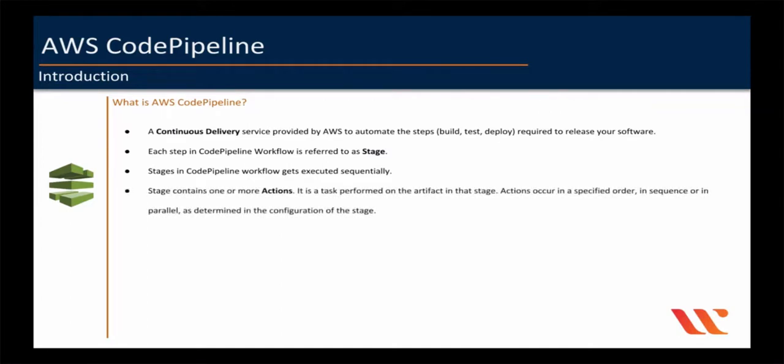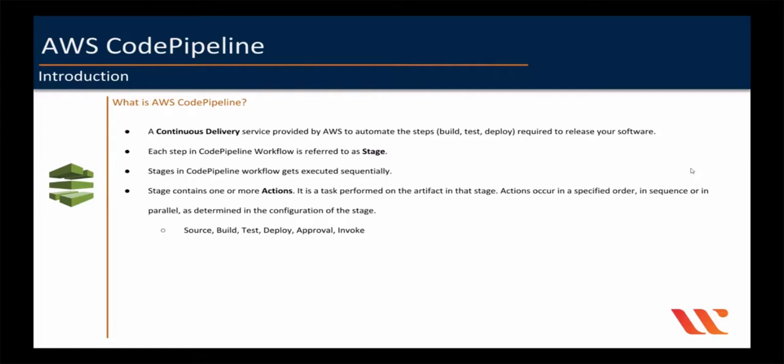Well, an action is a task performed on the artifact in that stage. For example, building the code using CodeBuild is an action, or deploying using CodeDeploy is an action. Actions occur in a specific order, in sequence or in parallel, as determined in the configuration of the stage. Following are the types of actions provided by CodePipeline: source, build, test, deploy, approval, and invoke. We know what source, build, test, and deploy are. We have seen them in the previous lectures. But what are these approval and invoke?